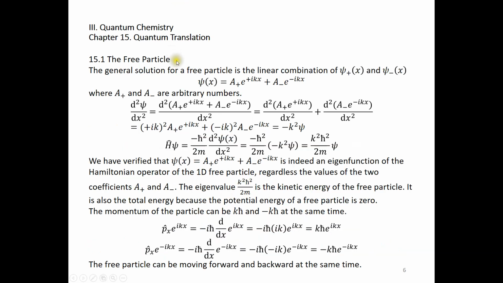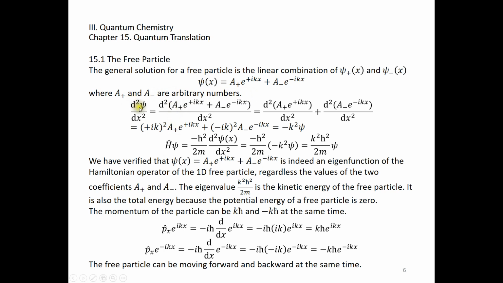The general solution for a free particle is the linear combination of psi plus and psi minus. Psi plus is e to the power of plus ikx, psi minus is e to the power of negative ikx. In front of the exponential functions, we have coefficients. These two coefficients can take any values. They are just arbitrary constants.